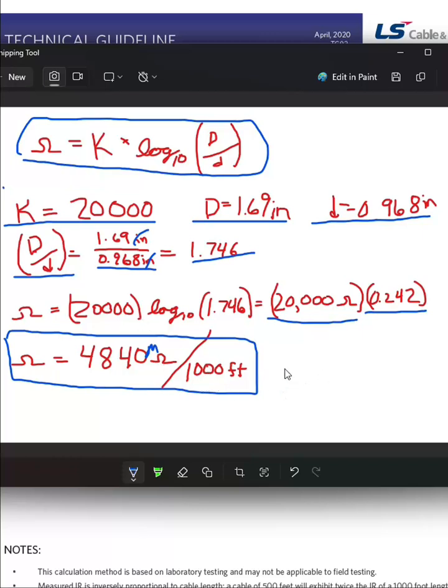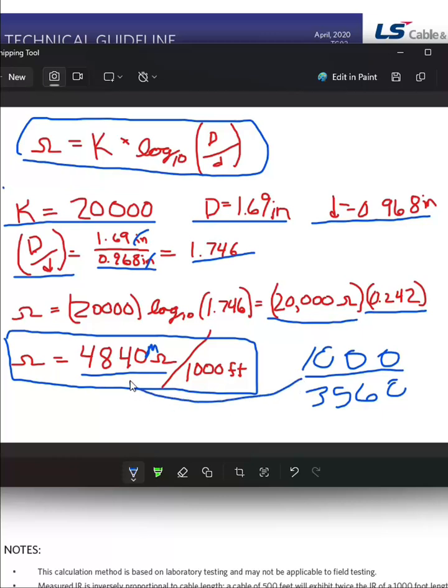So if you have 3,500 foot of cable, you would take this number, and that's 1,000 divided by 3,000, whatever your cable length is, right? So 3,560. I'm going to do that on my calculator right here in front of me. 1,000 divided by 3,560, and you get 0.28. And then you multiply that by this number, and that gives you your new number.